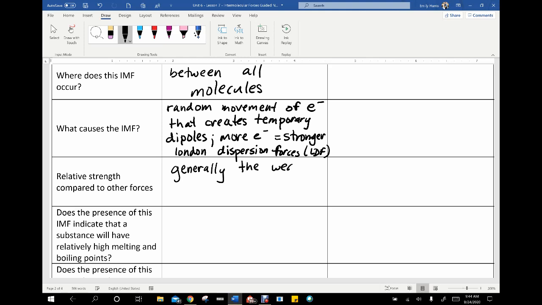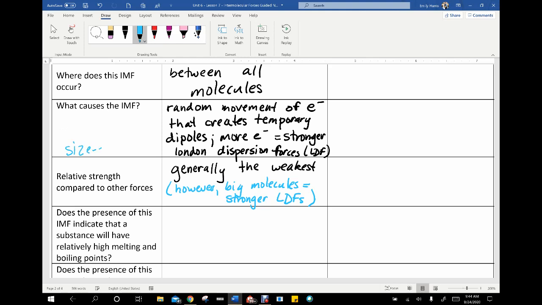But we're going to leave ourselves a note here that says, however, when you have really big molecules, they're going to have a good bit of London dispersion forces. And so sometimes that can overcome some of the other forces, although London dispersion forces are typically the weakest. So these are size-dependent forces.